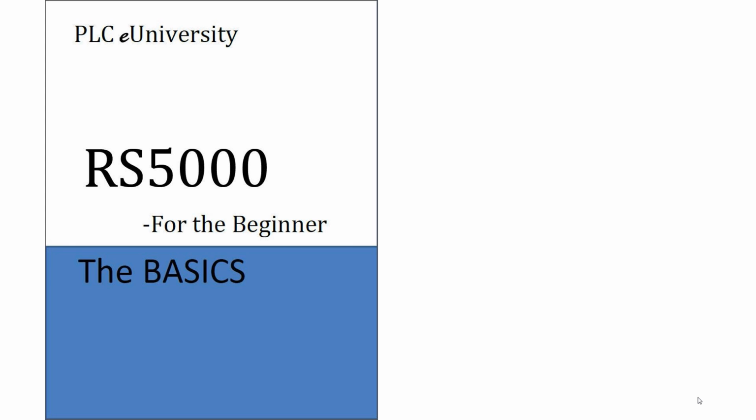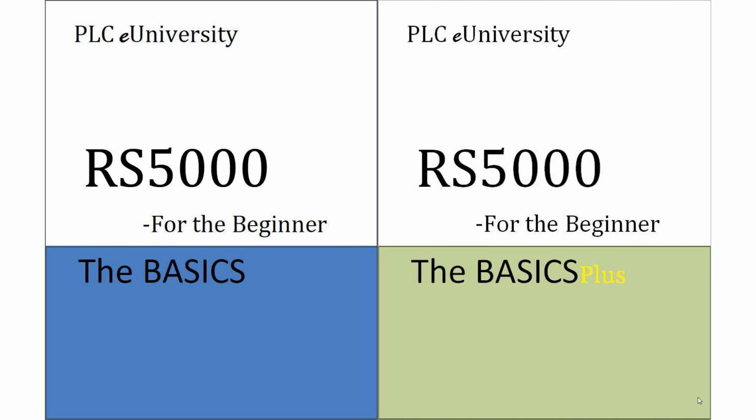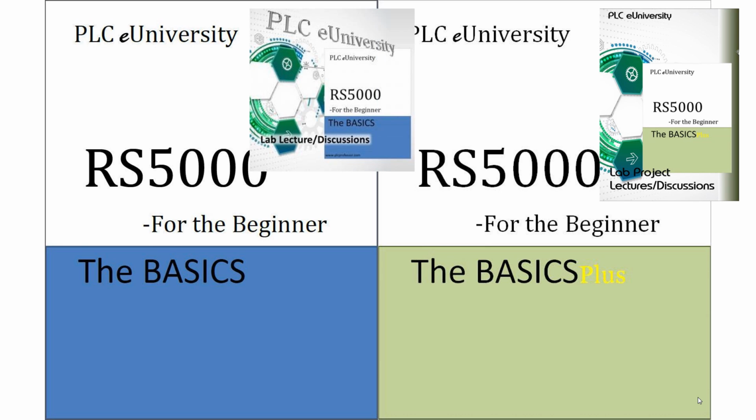Then for RSLogix 5000, there's for the beginner, a Basics, and then there's a Basics Plus. Again, there was way too much content to put into one spiral bound document, so we broke it into two. And each of these has their own lab lecture discussion video sets. For the beginner, they are in optical disc form, but we have recently switched over to jump drives, thumb drives, memory sticks. So you see a little bit different shape of the label. That's going to be on a memory stick. Eventually everything will be on memory sticks.